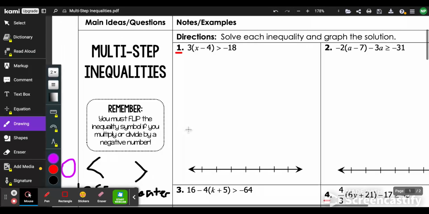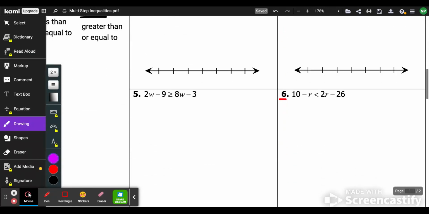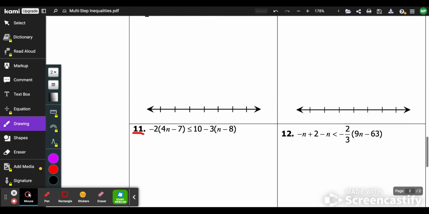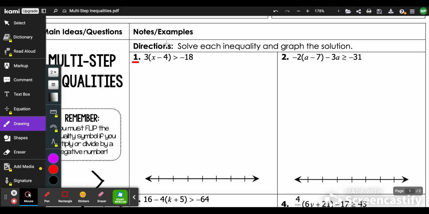Okay, so I have a few marked that we're going to do together. I try to do a little bit of a variety, and then you guys will be able to practice the rest. So looking at number 1, you have 3 times x minus 4 is greater than negative 18. So first thing we're going to do is distribute this 3 on the outside. So we have 3x minus 12 is greater than or equal to negative 18.